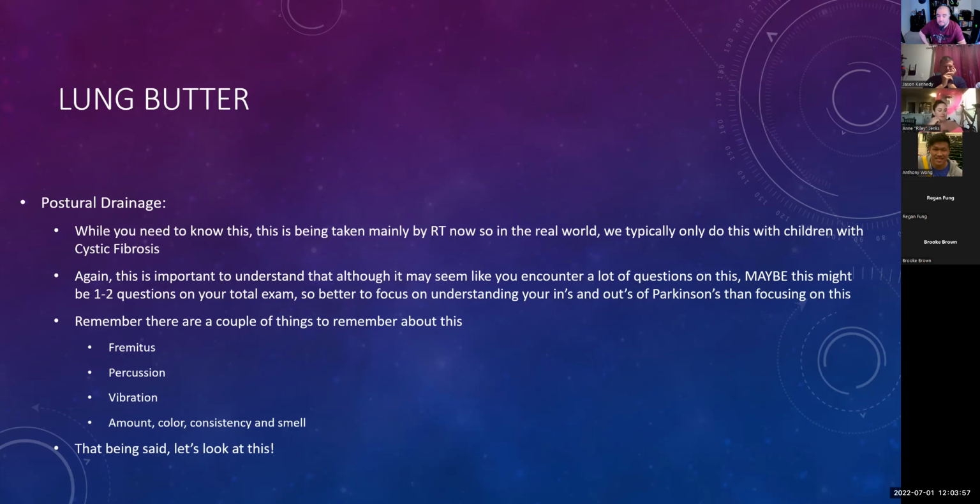Percussion of the lungs is beating, right? And remember, when you're going to do percussive therapy, we start with vibration and then we move to percussion, right? We want to make sure the tune is there in their lungs before we tune them up, right? So you're going to vibrate a little bit and then start beating them. When they cough stuff up, we need to know how much they cough up, what color it is, what's the consistency, and what's the smell, right?